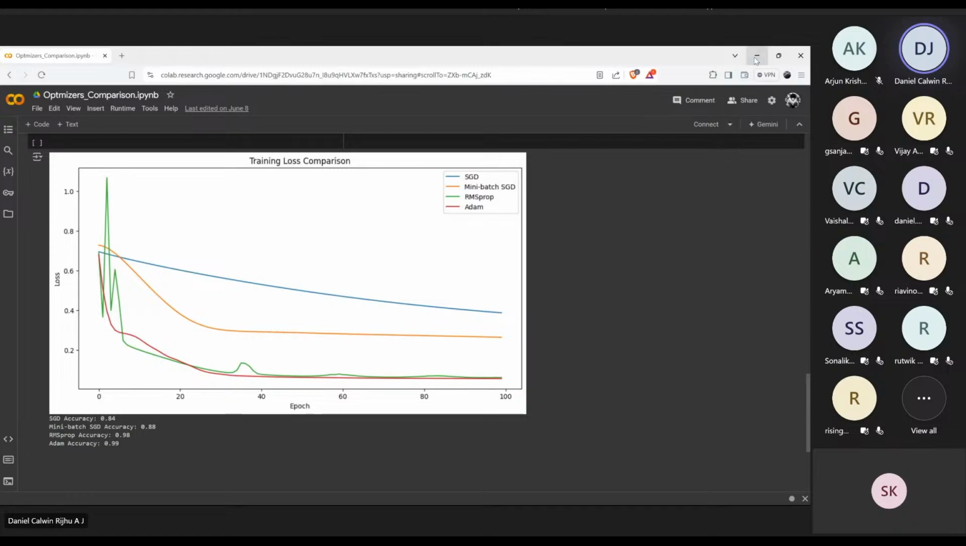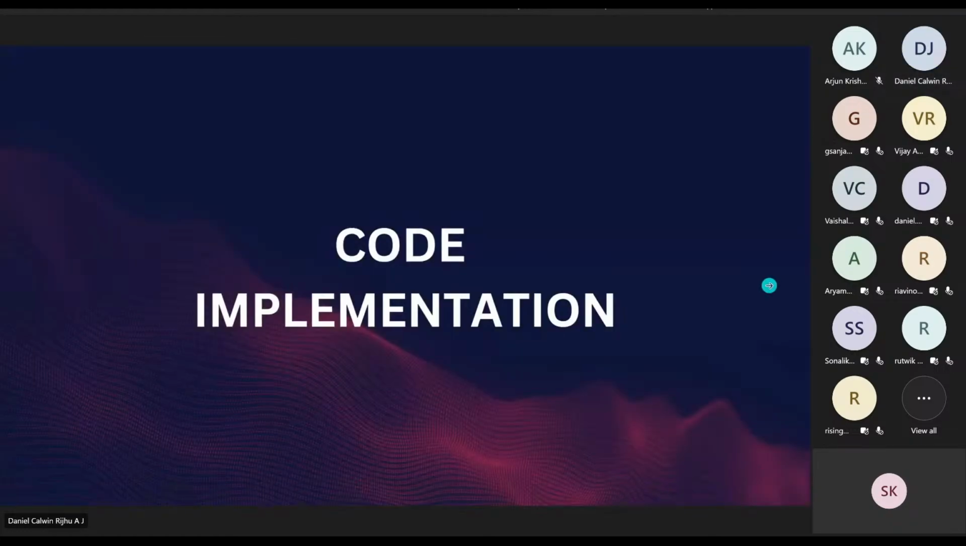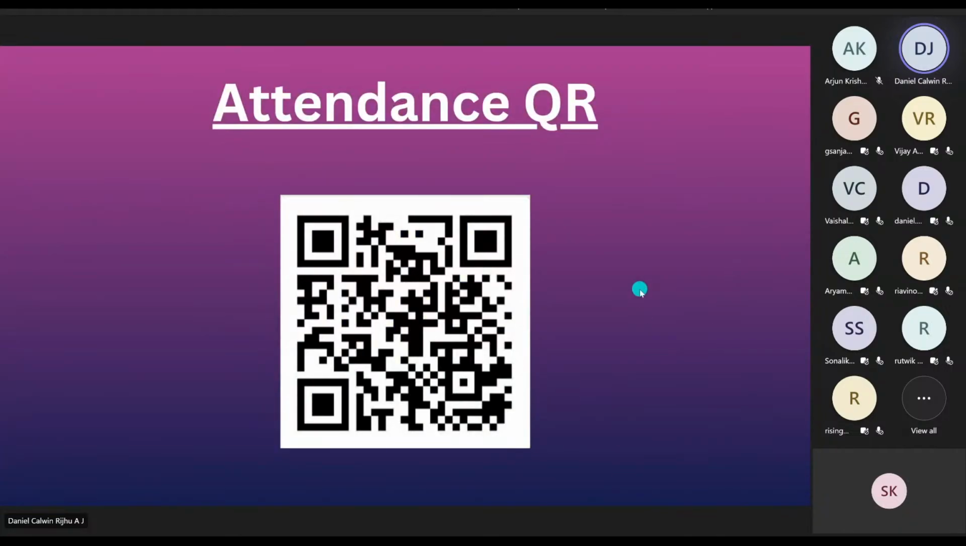So that is it about the code implementation part. So I'll show the attendance QR now. You guys can scan it and mark your attendance. Meanwhile, if you guys have any doubts, then unmute and ask.